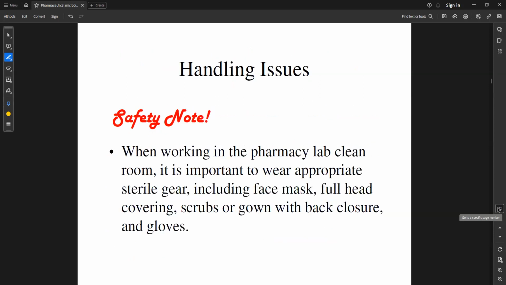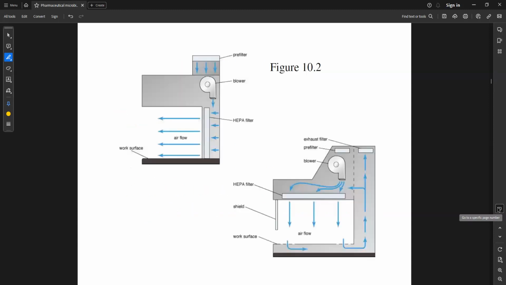So, handling issues, and these are all safety notes. When working in the pharmacy lab, it is important to keep the room clean. It is important to wear appropriate sterile gear, including a face mask, full head covering, scrubs or gown with back closure, gloves, and also shoe covers.